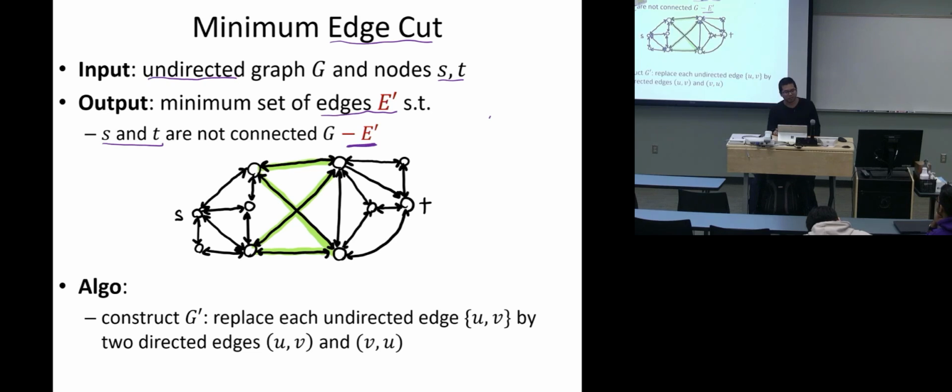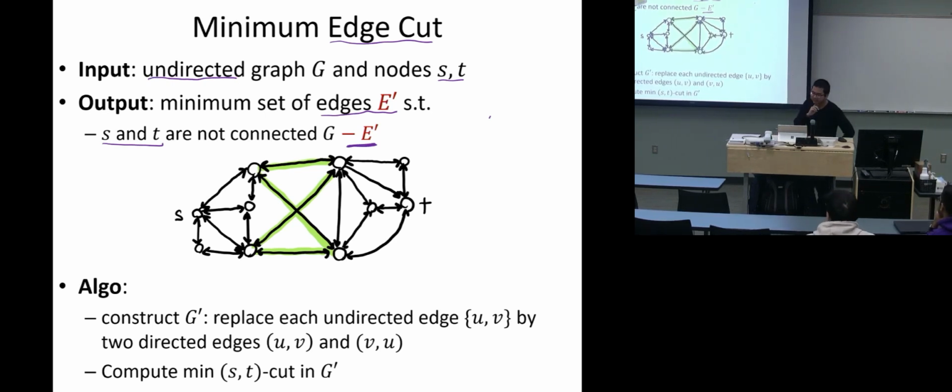The next thing we should try to do is, since we want to cut, compute the min cut in G prime. Now you see that an ST cut in G prime will be some cut that separates S and T from each other.